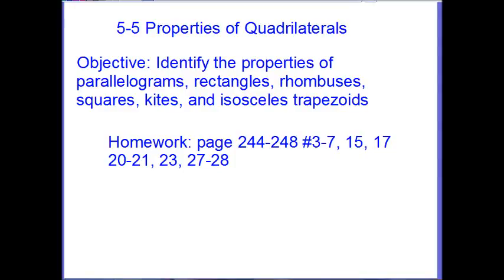Welcome to Section 5.5, Properties of Quadrilaterals. Our objective is to identify the properties of parallelograms, rectangles, rhombuses, squares, kites, and isosceles trapezoids. For homework, we're going to work on page 244 to 248, 3 to 7, 15, 17, 20 to 21, 23, 27 to 28.